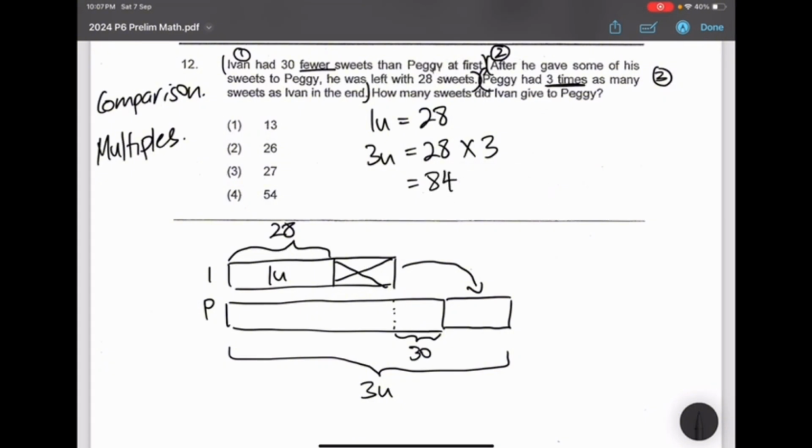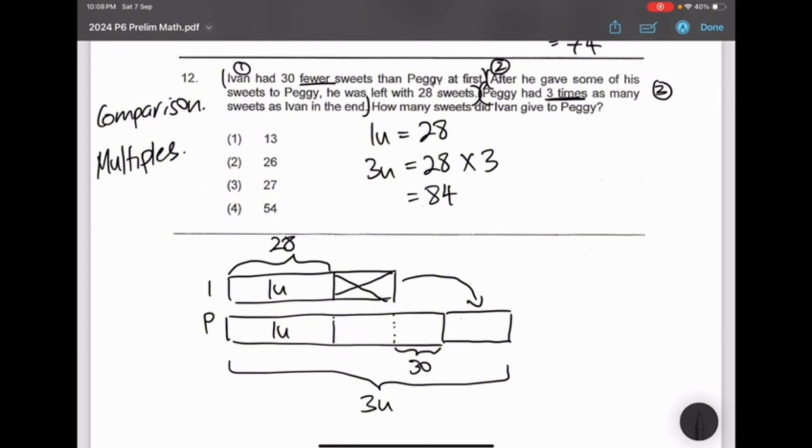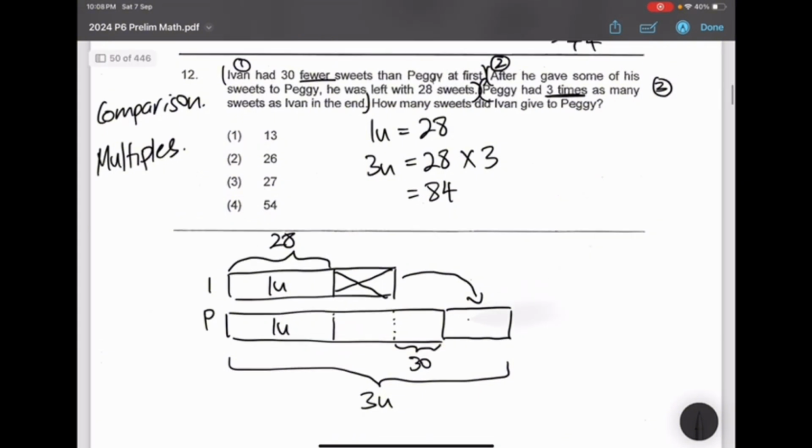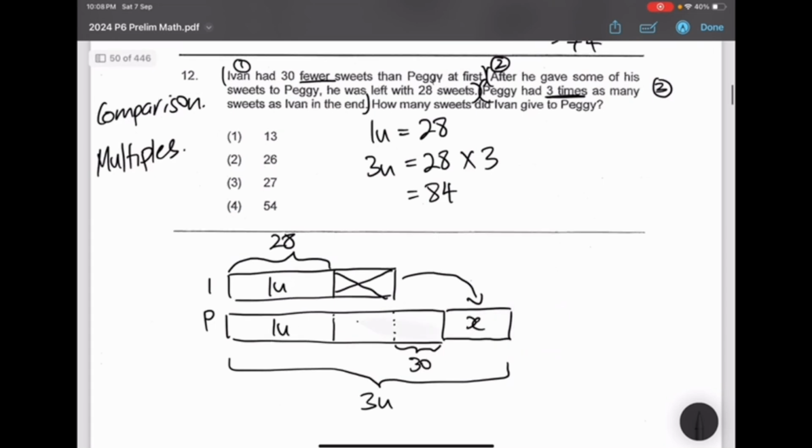Now, knowing that 3 units, which is what Peggy has now, is equivalent to 84, I want to do some mirror imaging. I can see that there is 1 unit over here. There is the amount that Ivan gave to Peggy, which I am going to label as x, and the same amount that Ivan gave to Peggy. So I have two x's over here. So I can see that my 84 consists of 1 unit plus 2x and 30. I'm going to replace 1 unit with the 28 that we found. 28 plus 2x plus 30.